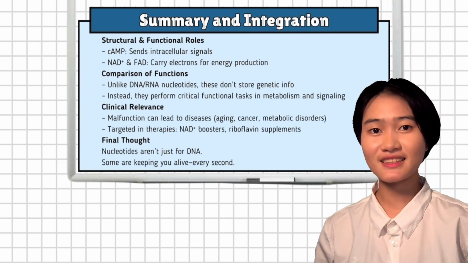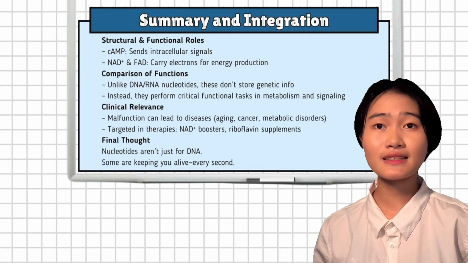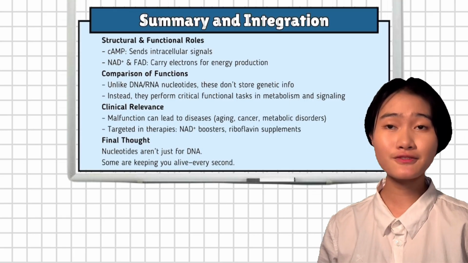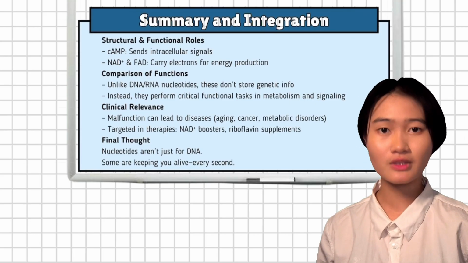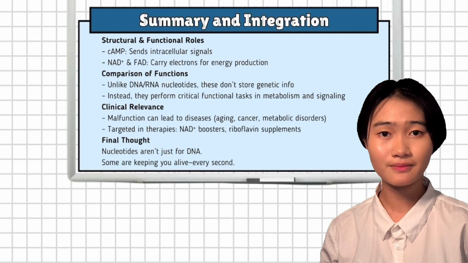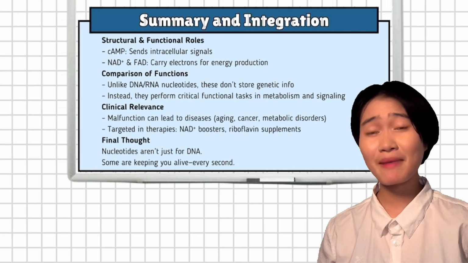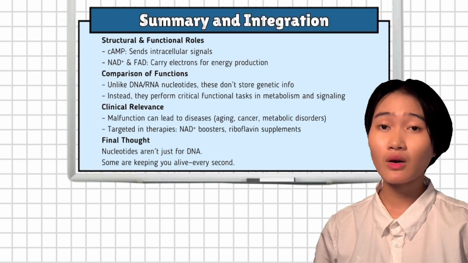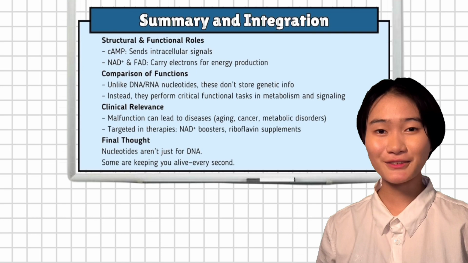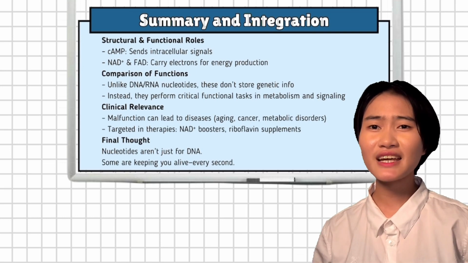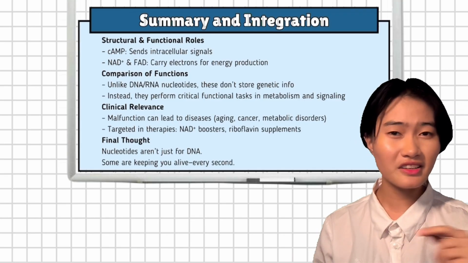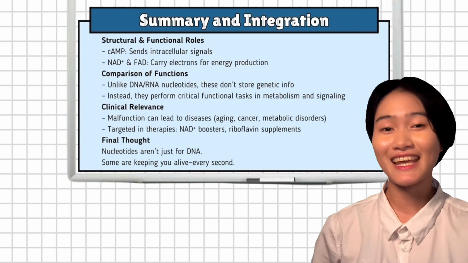cAMP sends messages in cells. NAD and FAD carry electrons to power the cell. They are structurally different from ATP and DNA nucleotides because they do functional work instead of information storage. Problems in these pathways can lead to diseases, but also present therapeutic opportunities. So, the next time someone says nucleotides are just for DNA, you can say, but no, some of them are literally saving your life every second of the day.